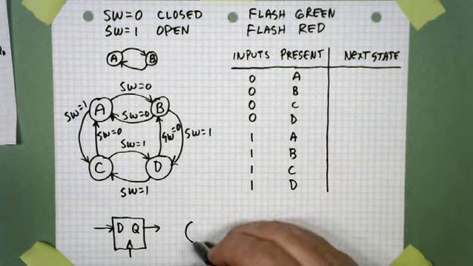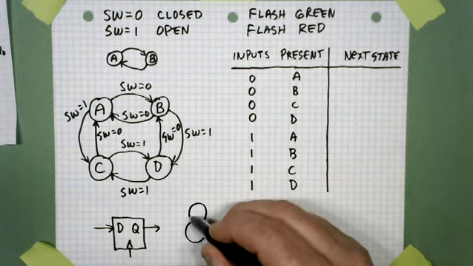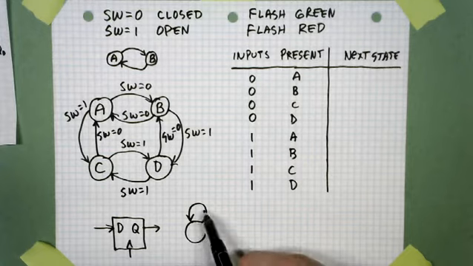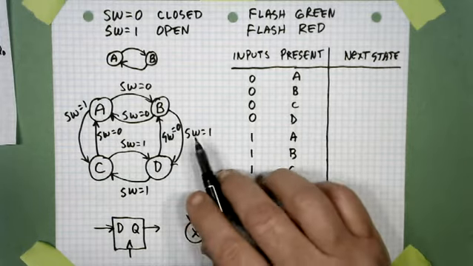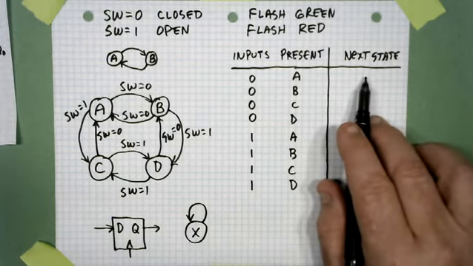Remember, if you have a bubble that has an arrow that feeds back into the bubble, it means for that input condition we stay in state X. We don't leave state X. We don't have that case here. Alright, so now it's just a matter of looking at your bubble diagram and figuring out the next state.